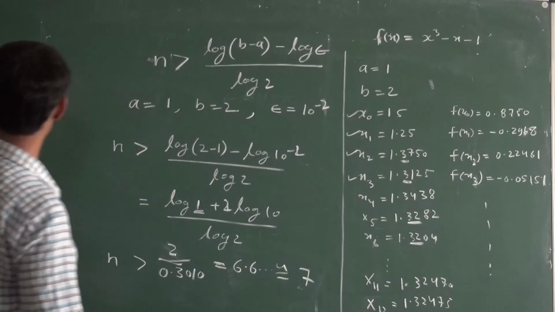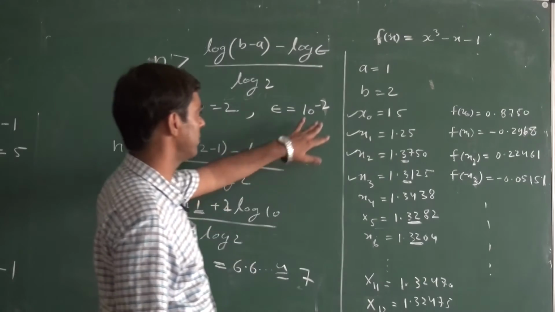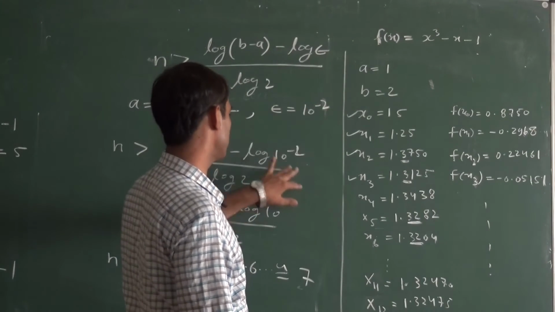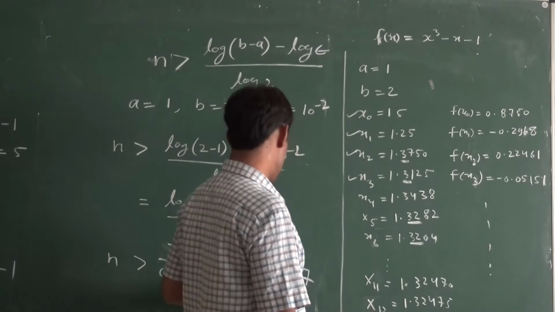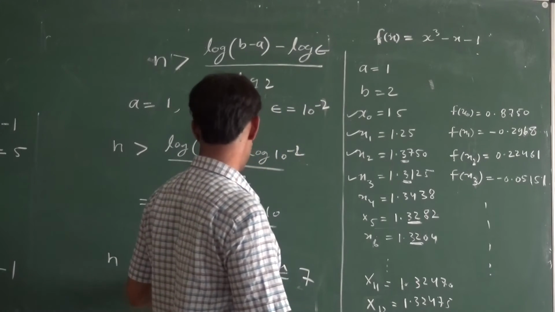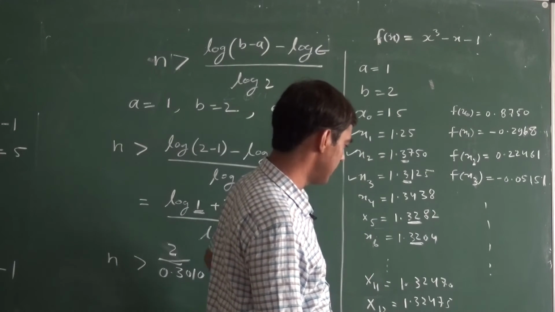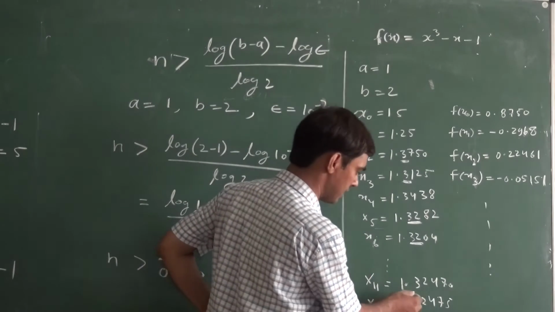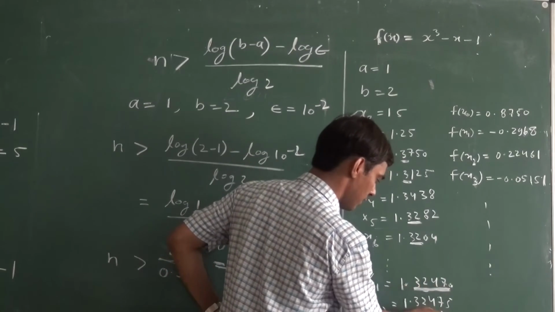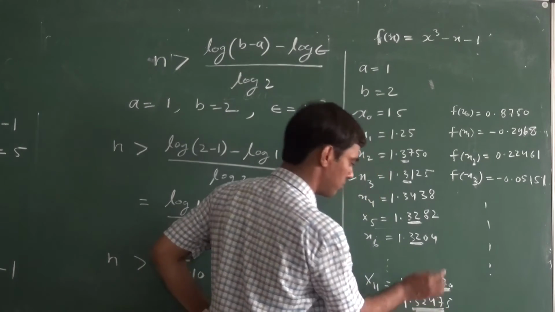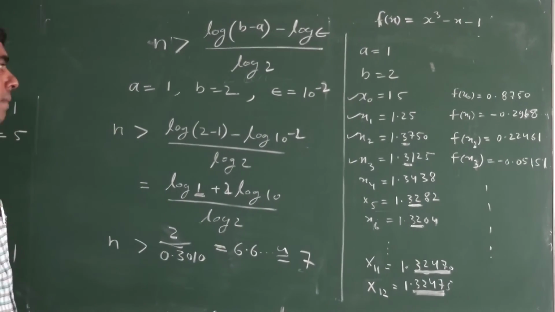Now the question is to find the root correct up to 4 decimal places. Similarly here we write 10 to the power minus 4 and try to find out the value of n. Then, whatever the value, accordingly we perform the number of iterations. Here we perform the iterations up to x12, and we are able to find the root correct up to 4 decimal places: 1.3247.